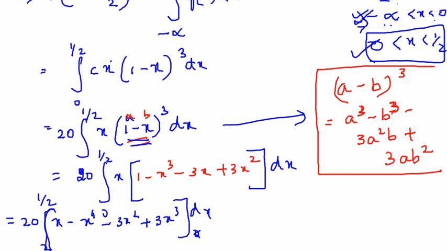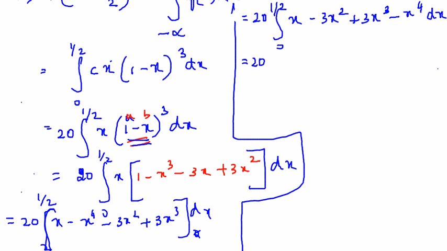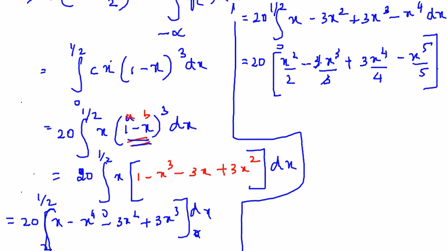Now I need to make some space to do the sum. I'm going to delete this formula here. So let's integrate it. Integral of x is going to be x squared by 2. This is going to be minus 3 into x cubed by 3. Yes, these two can get cancelled. Plus 3 into x power 4 by 4 minus x power 5 by 5. Between the limits 0 and half. Now let's apply the upper limit minus lower limit. Lower limit is anyway 0, so let's apply the upper limit alone.